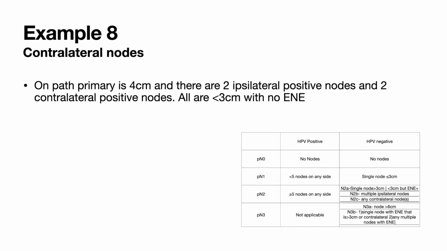On path, primary is 4 centimeters, again, that's T2. There are 2 ipsilateral positive nodes and 2 contralateral positive nodes. That's altogether 4 nodes for HPV positive. So we have, again, T2N1 for HPV positive. They're all less than 3 centimeters and no E&E. So this is going to be T2, and again, we have contralateral positive nodes. So that's going to be N2C disease for HPV negative. And that is it. I hope this helped.